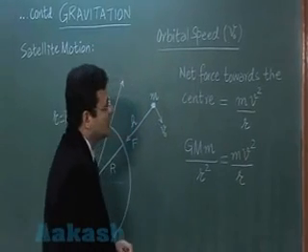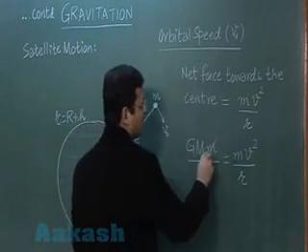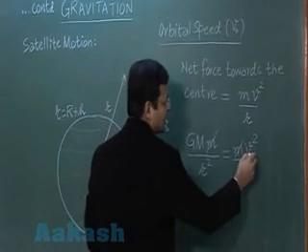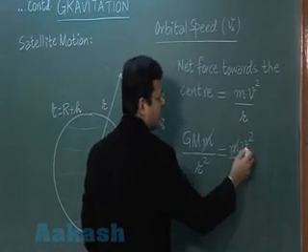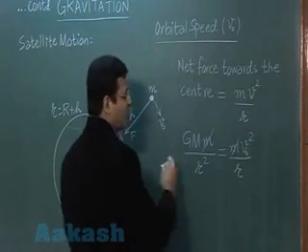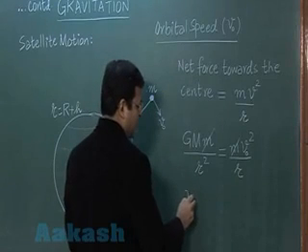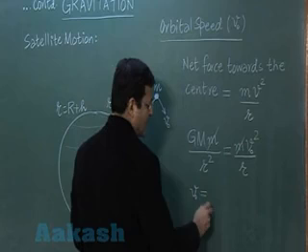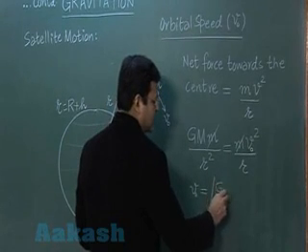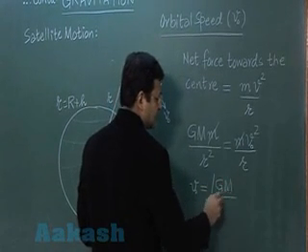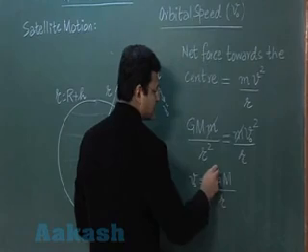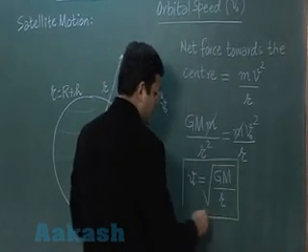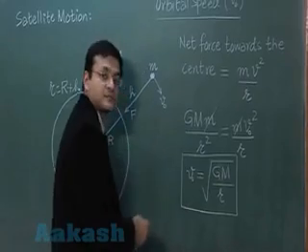You understand? So here this small m cancels out, and this v was essentially the orbital speed, so I am writing it vo, and if you equate it, then you will find that the expression for orbital speed will be equal to under root capital G M by small r. This is the expression for the orbital speed of a satellite.